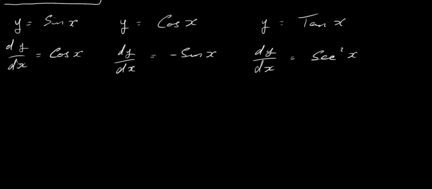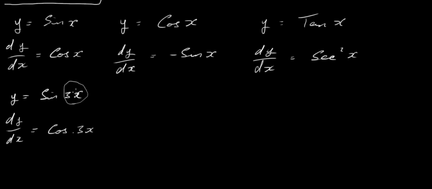So, for example, let's say I've got y is equal to sine 3x. Again, we're going to apply the basic rule first, so dy/dx is equal to cosine 3x. That's applying the basic rule. However, this is not x, it's 3x, so we've got to apply the chain rule and differentiate this part here. If we differentiate 3x, we get 3, so I've got to multiply by 3. So this is my answer here.